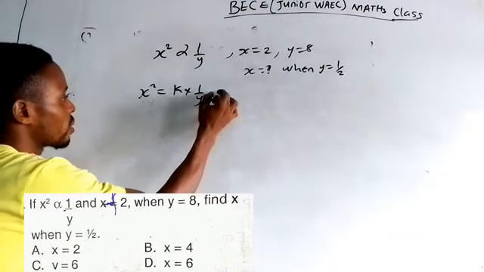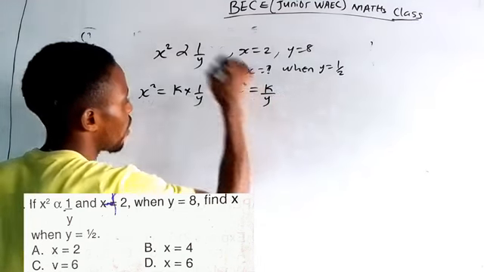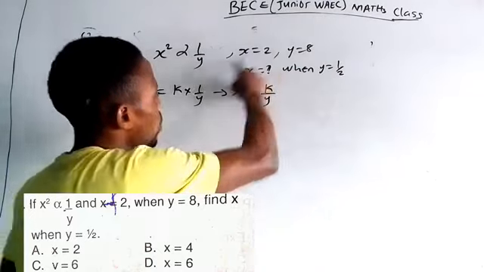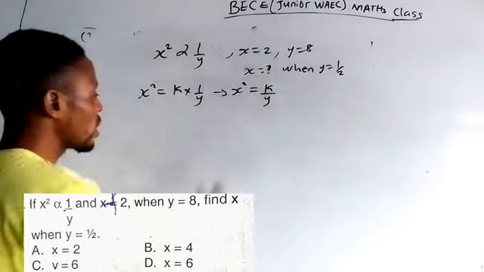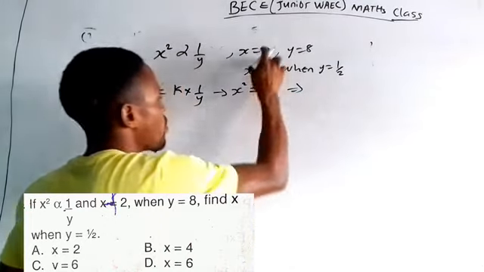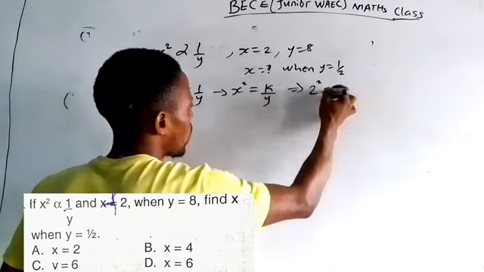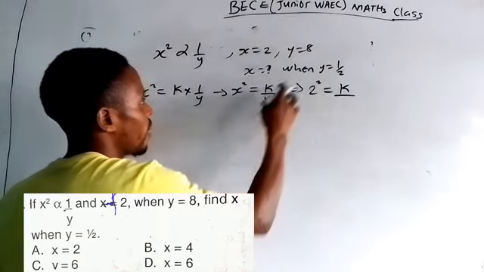K times 1 will be equal to s squared, that is k over y. Now you are given that s is equal to 2 and y is equal to 8. So let's put it into the expression we have here. Our s is replaced by 2, so 2 squared is equal to k divided by y, which is 8.